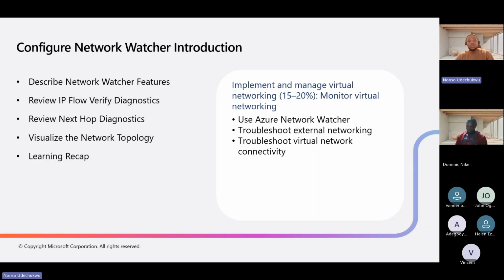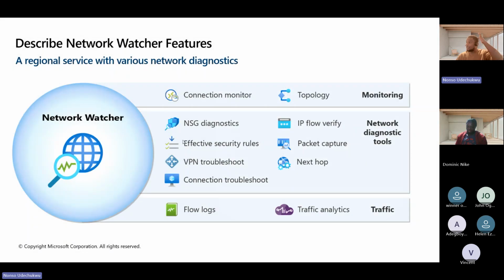One of the best ways to do it is to use your network troubleshooting tools, and there are a lot of them in Network Watcher. It has a few features that you can use. For example, IP flow verify, something I've used. It's like tracert. If you know tracert, let me show you what tracert does.